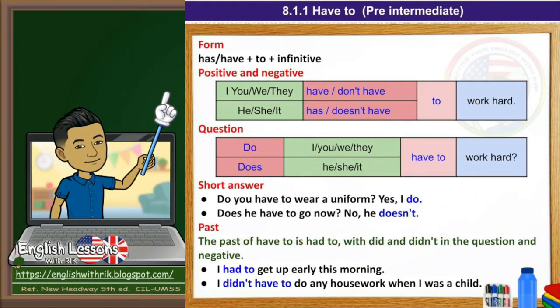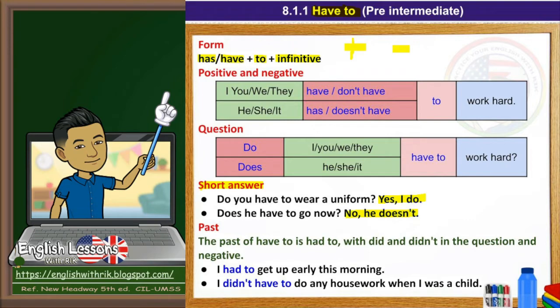Have to. Form. We use has or have in the positive or negative, plus to, plus the infinitive. Positive and negative. I have to work hard. They don't have to work hard. He has to work hard. She doesn't have to work hard. Question. Do you have to work hard? Does he have to work hard? Short answer. Do you have to wear a uniform? Yes, I do. Does he have to go now? No, he doesn't.